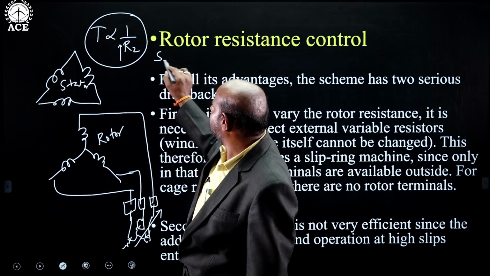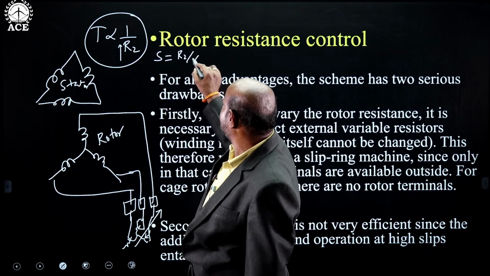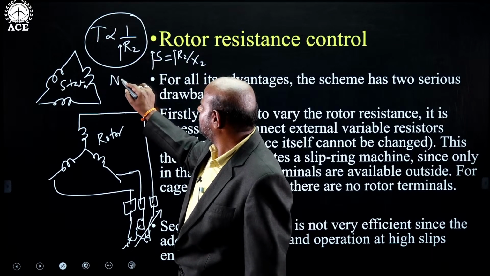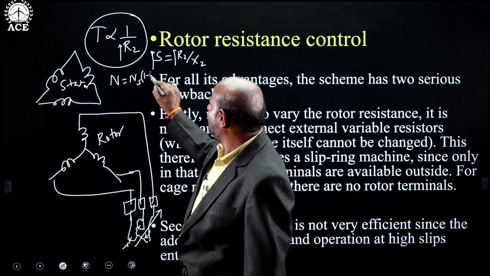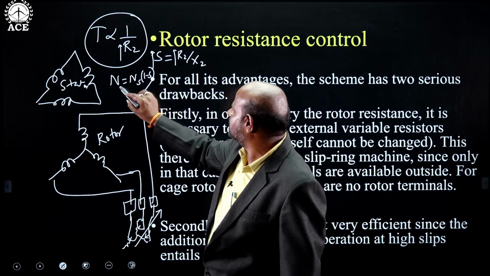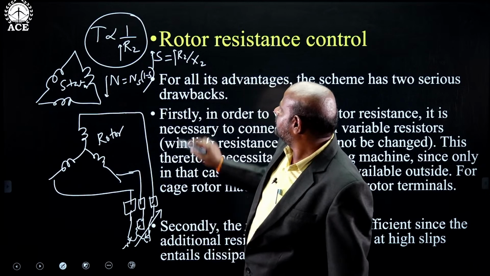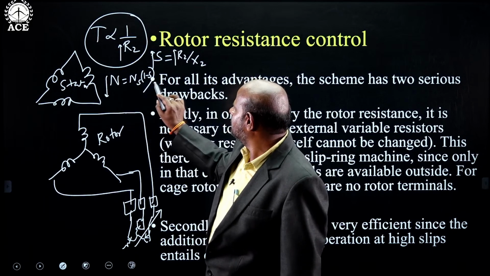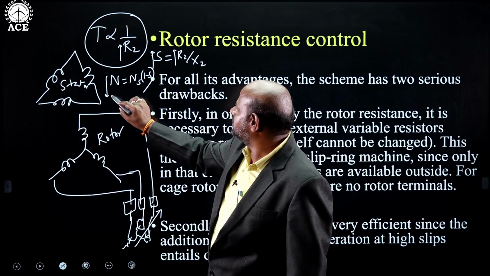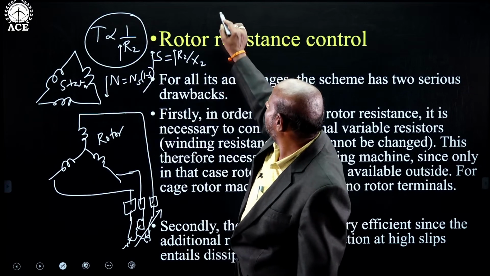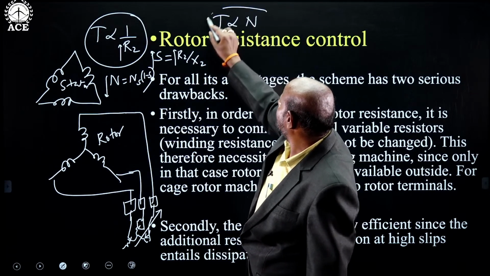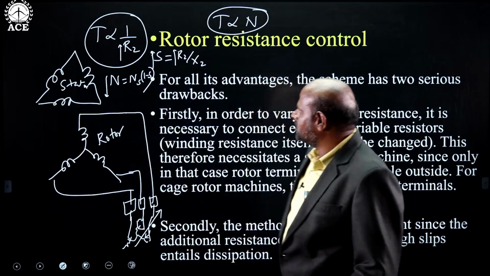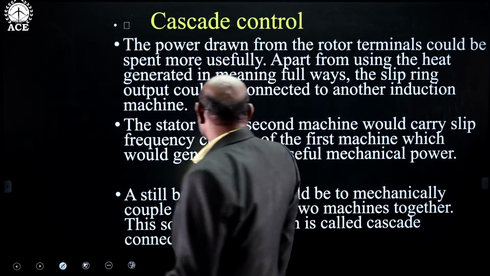As rotor resistance increases, slip, which is nothing but R2 by X2, increases. As slip increases, the relation is Ns(1 minus s), so speed decreases. So as slip increases, rotor resistance increases, torque decreases. Slip increases, speed decreases. So both torque and speed are directly related. So by changing the rotor resistance, we can control the speed of the motor.